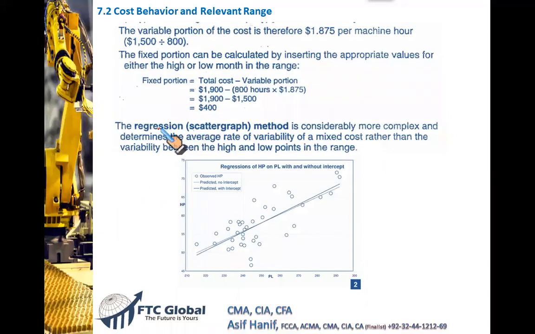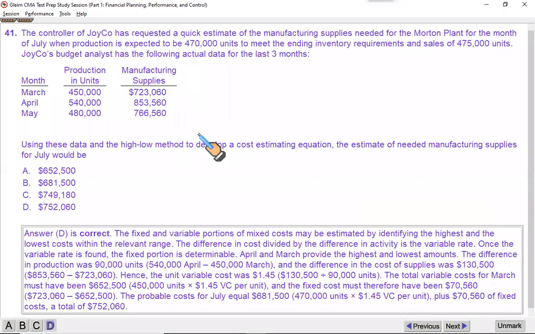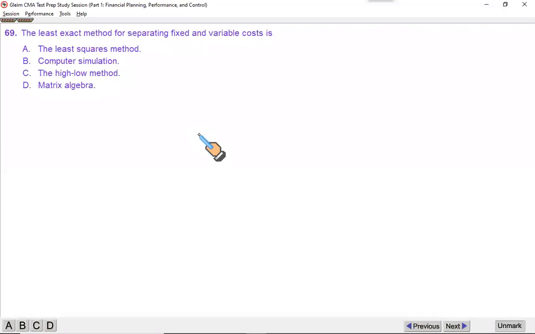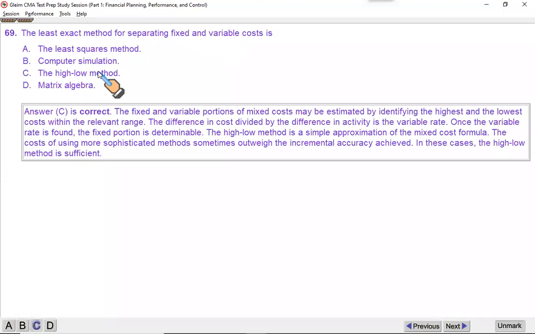Regression or scatter graph method is just included for your knowledge. You just need to know that it's an accurate method. Much accurate. Let me do another question that should explain the idea to you. The least exact method for separating fixed cost and variable cost is the one that we have done. Hylo method is the least accurate. Computer simulation, very accurate. Least square method that we just discussed, it is very accurate. Matrix algebra is a very accurate method. Hylo is the least accurate method.